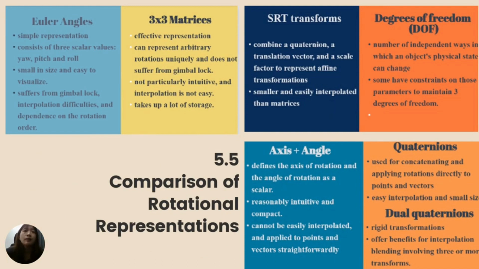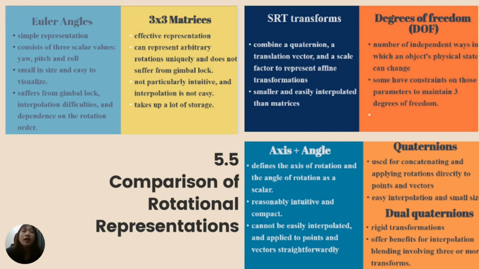Euler angles are simple, however they suffer from gimbal lock and interpolation difficulties. The 3 by 3 matrix is effective, however it is not particularly intuitive, suffers from interpolation problems, and takes up a lot of space. The SRT combines a quaternion and a translation vector with a scale vector to represent a frame transformation, and is smaller and easier to interpolate compared to the matrix. Degrees of freedom, or DOF, is the number of independent ways an object can physically change, and it also suffers some constraints because we need to maintain 3 degrees of freedom.